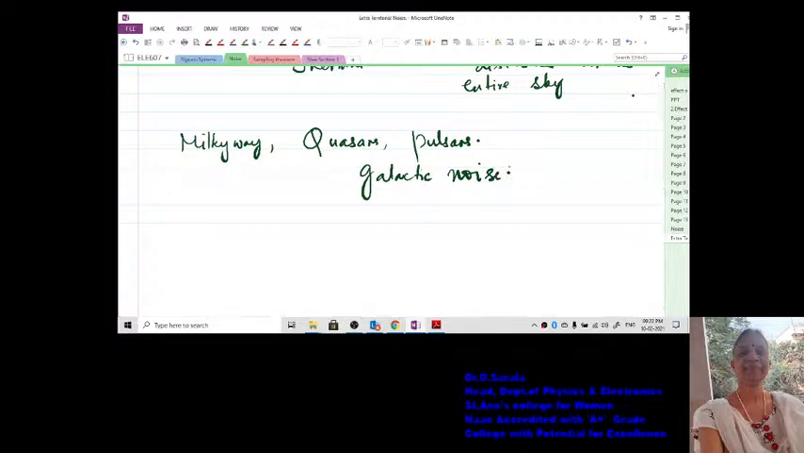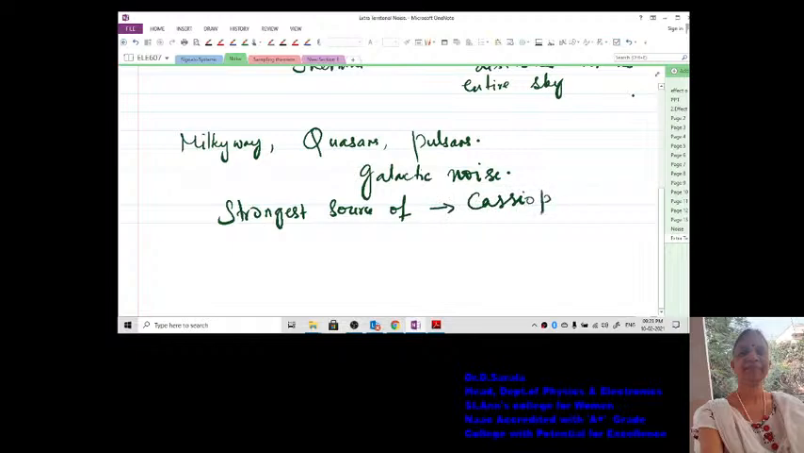Cassiopeia A and Cygnus A are two of the strongest sources, if you are interested in this area. The strongest sources of noise are from the constellations. They contribute more towards this external noise.